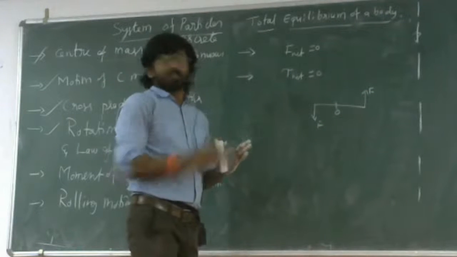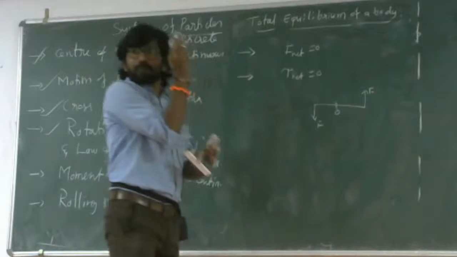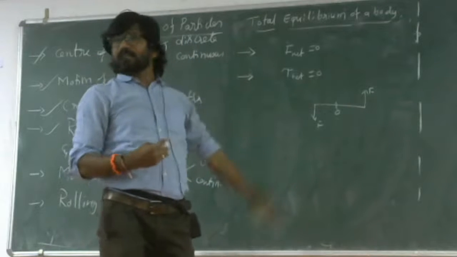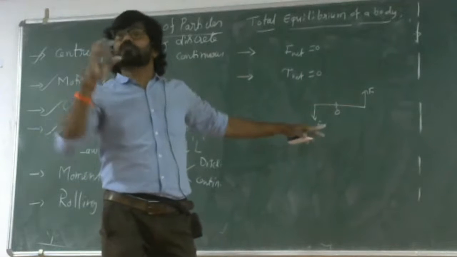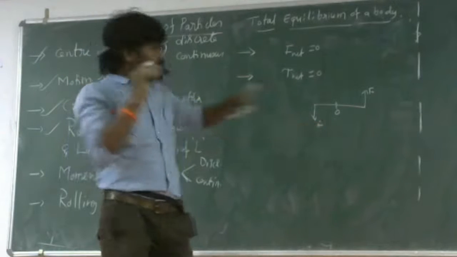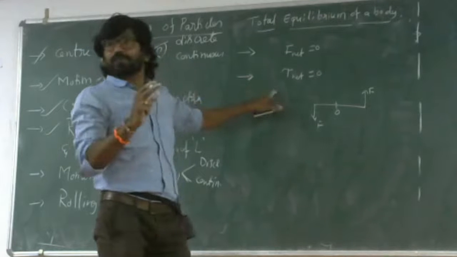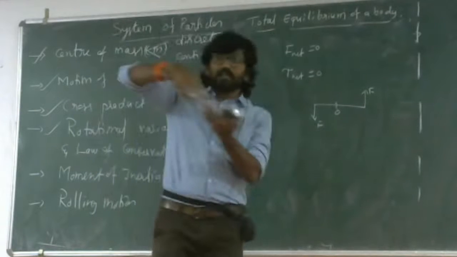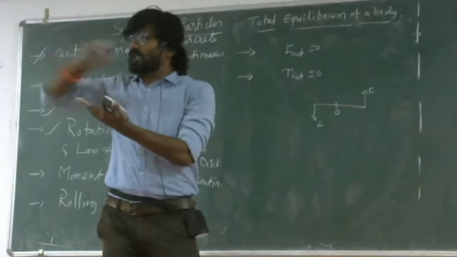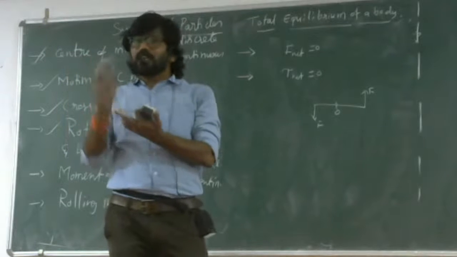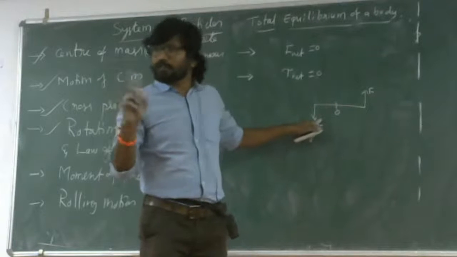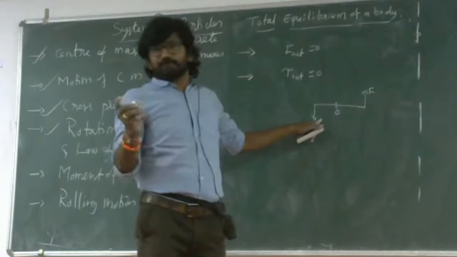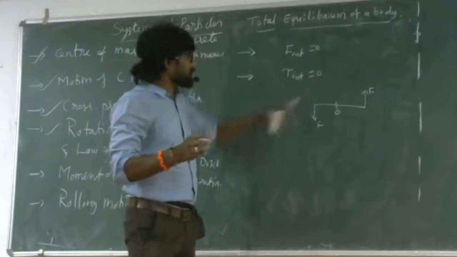So net force upward is equal to net force downward, so net F is equal to 0. But this will produce a torque, a rotational effect. So torque is not equal to 0 in this case. So opening the cap of a bottle is in translational equilibrium, but it is not in rotational equilibrium. This is an example for that. Is it clear, everyone? So that is the meaning of it.